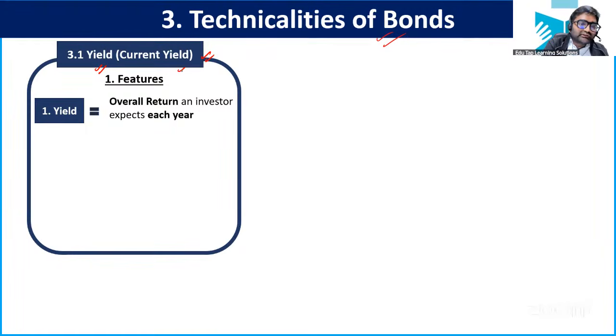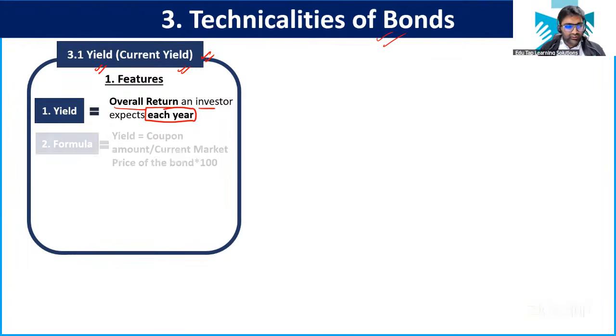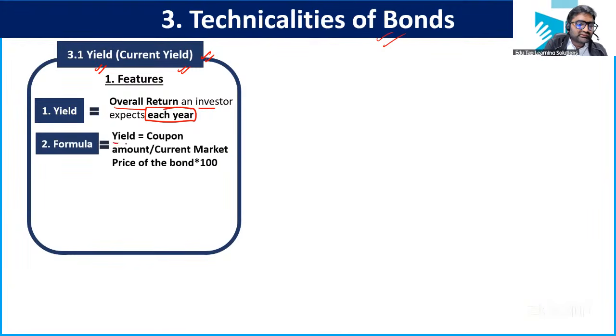Now firstly we will be talking about a term called current yield. Okay, we will see how to calculate it, everything. For now this is current yield. So overall return an investor expects each year. Okay, every year what is the return that you are going to get, that is the current yield that we are talking about. Okay, now formula for this is yield can be calculated by coupon amount divided by current market price of the bond into 100. Okay, so what is this formula? Taking the same example again, 900 you have made the payment, this is the current market price, let's say. Okay, and let's say 10%.